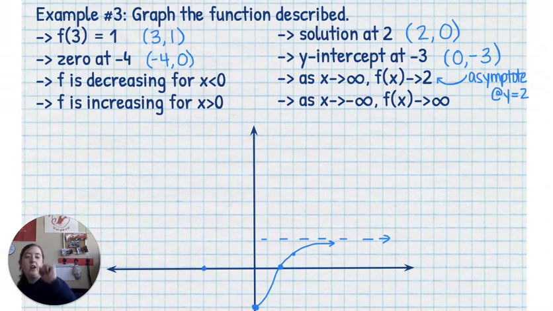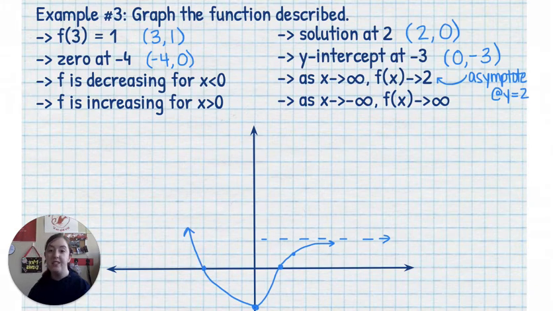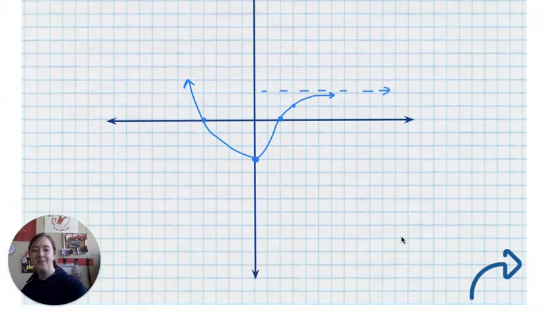Now, I went ahead and graphed just from 0 on, and I'm going to check it out. It says f is increasing for x greater than 0. Is my graph increasing after 0? Yeah, absolutely it is. So then we'll connect our dots over here. All right, so is f decreasing for when x is less than 0? Absolutely. And then as x goes to negative infinity, does y go to positive infinity? Yes, it does. So we graphed it correctly.